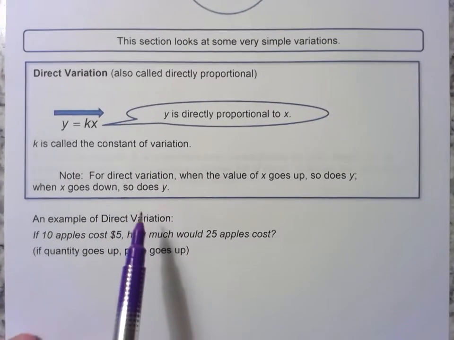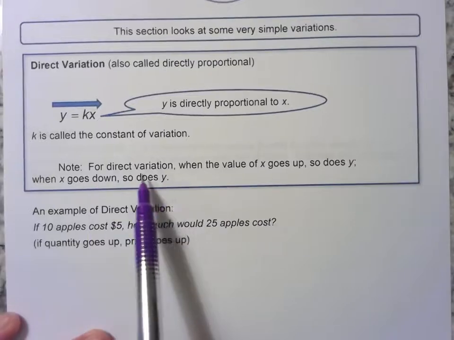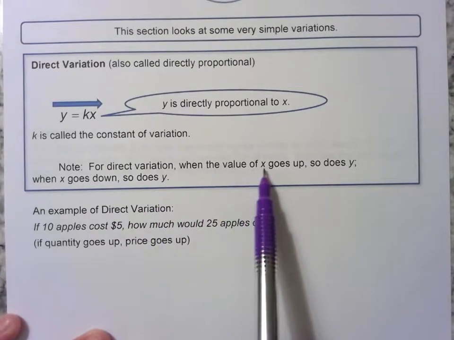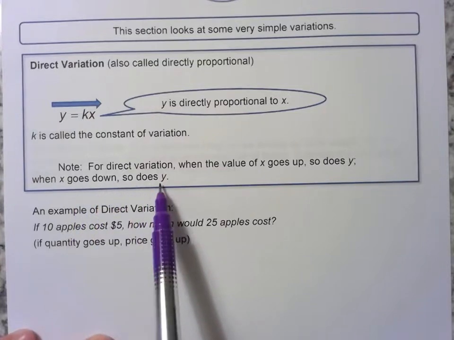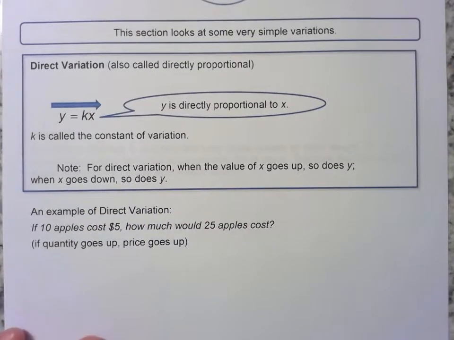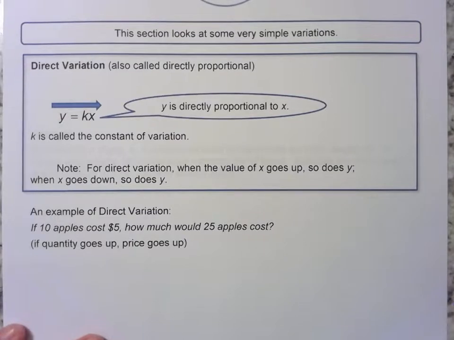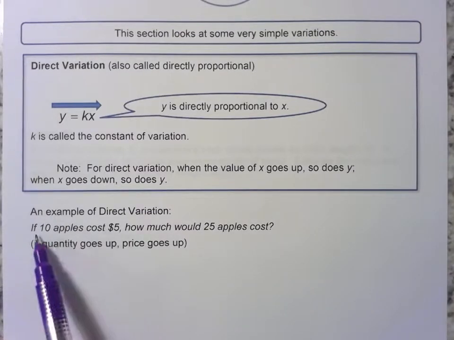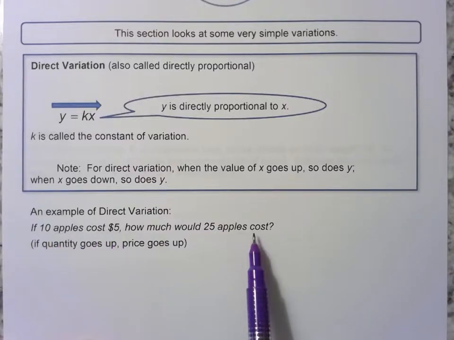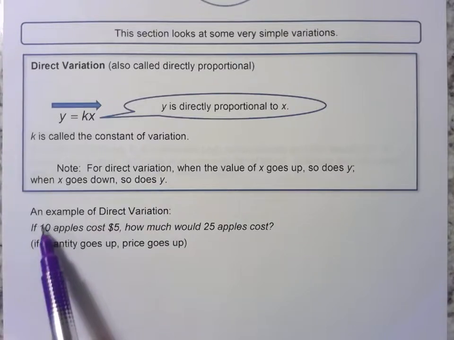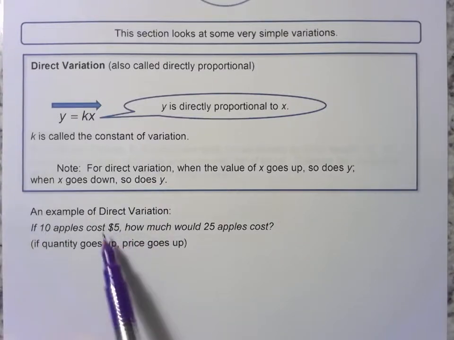For direct variation, when the value of x goes up, so does y. When x goes down, so does y. So as one variable goes up, the other one goes up. And as one goes down, the other one goes down. An example of this would be if 10 apples cost $5, how much would 25 apples cost? Well, if you buy more apples, don't you have to pay more money? That's pretty much what direct proportion means.